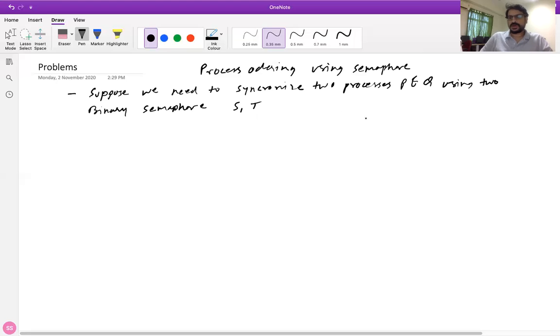Now the question is on the output string. So let's say what output I want. The output string should be 0 0 1 1 0 0 1 1 0 0 1 1. In that way, I need some output string. Okay. Now let's see what process P and process Q will do.